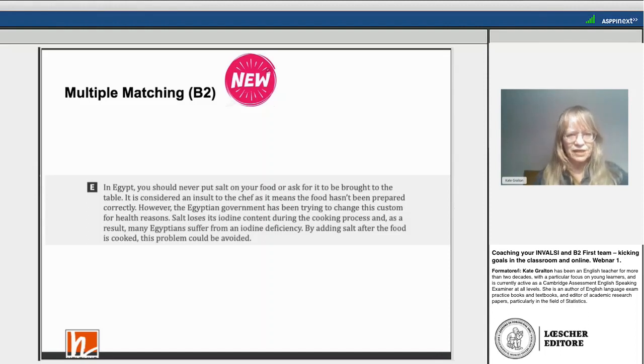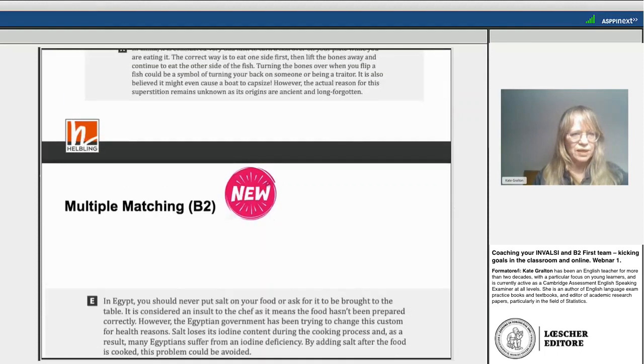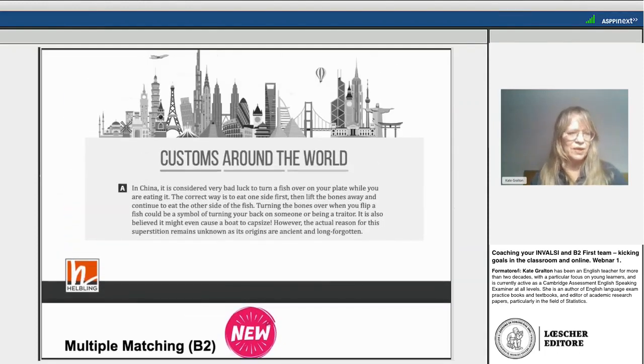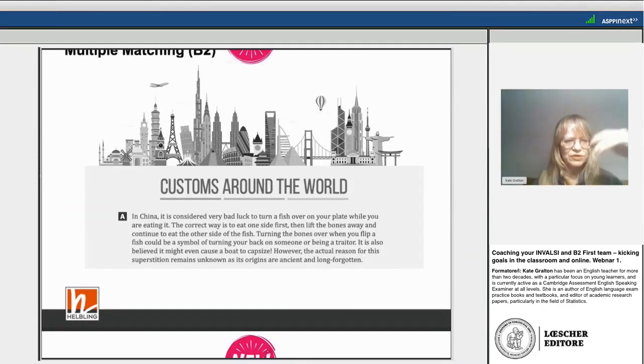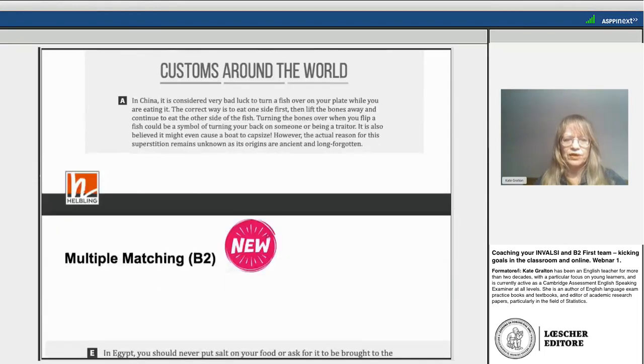So this is one example of one of the texts, and if we go back, I think there's another one here. Okay, so this is the first one, so this is text A. So in China, it's considered very bad luck to turn a fish over on your plate while you're eating it. The correct way is to eat one side first and then lift the bones away and continue to the other side of the fish. Turning the bones over when you flip a fish could be a symbol of turning your back on someone or being a traitor. It's also believed it might even cause a boat to capsize. However, the actual reason for this superstition remains unknown as its origins are ancient and long forgotten. Okay, so then we look at the questions.